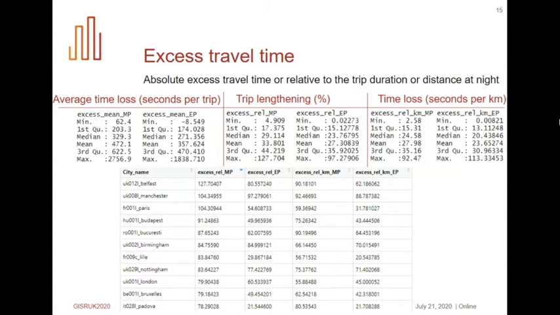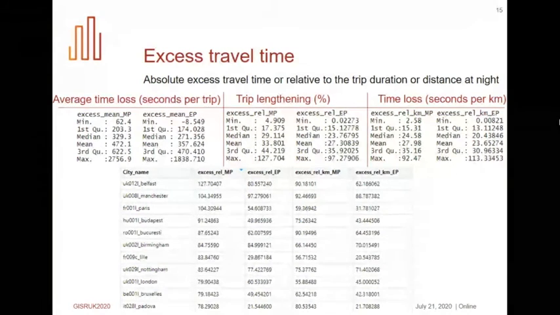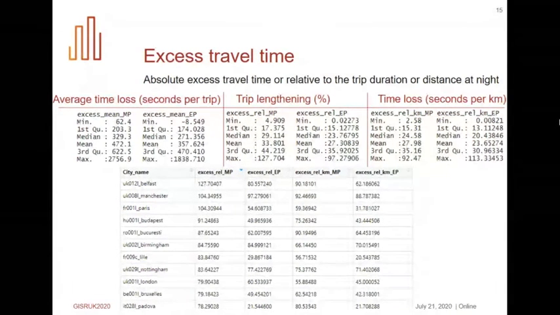Okay, so after that, we have congestion indexes in absolute terms, which is simply the average or the sum of the difference between the trip duration in the morning compared to the trip duration at night. So this goes up to 45 minutes on average on all trips for very large cities. And the average excess travel time is 8 minutes. So this is quite a substantial time loss.